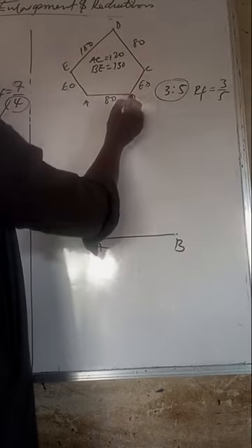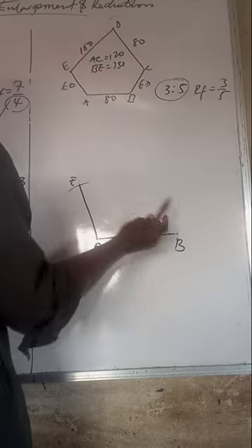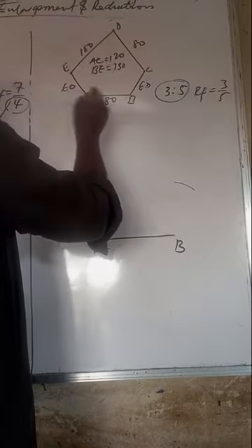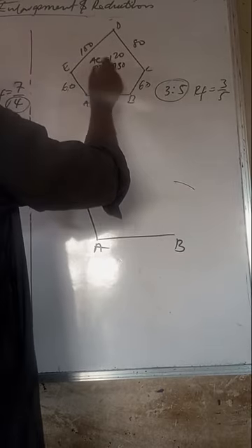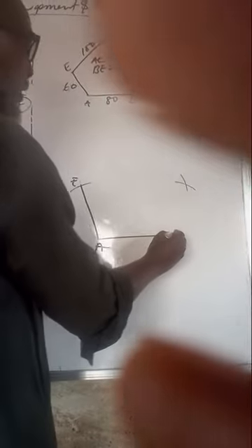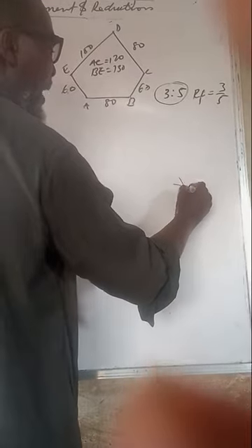Now to locate C, I'll measure BC, which is 60. I'll stay here and mark the arc. Then I'll look for AC, which is 120. I'll stay on A with 120 and mark this other arc. So this gives me my C.